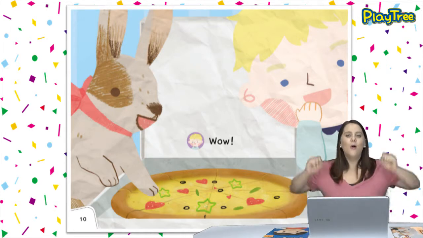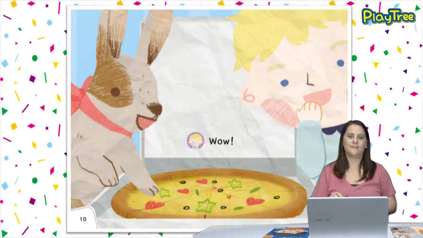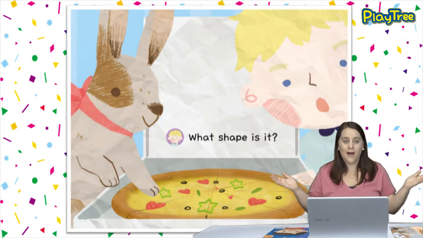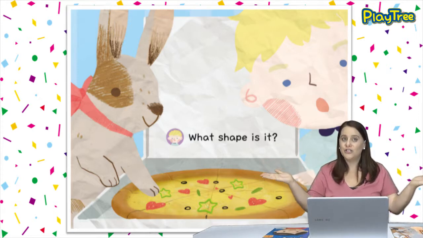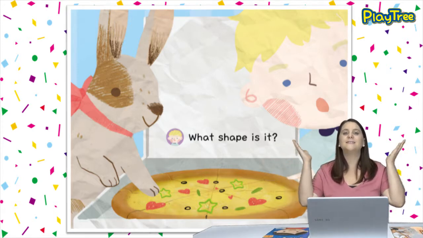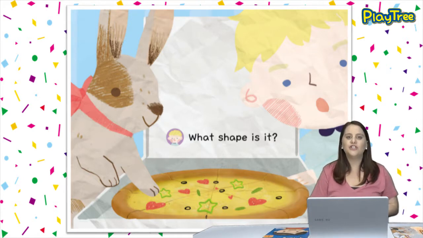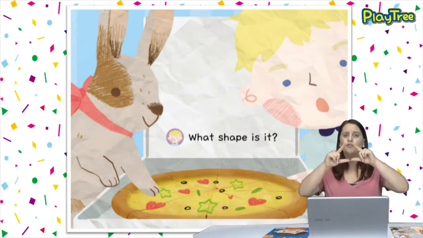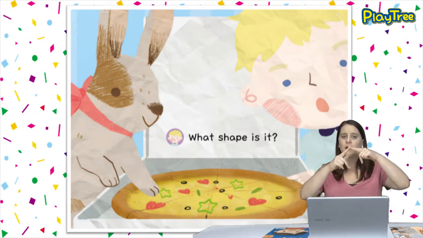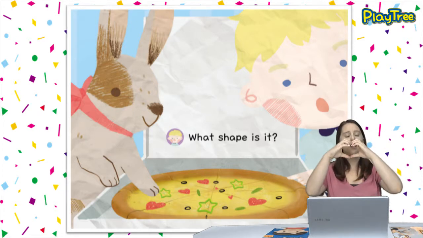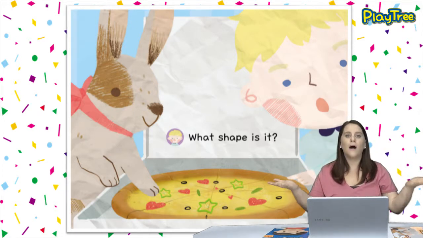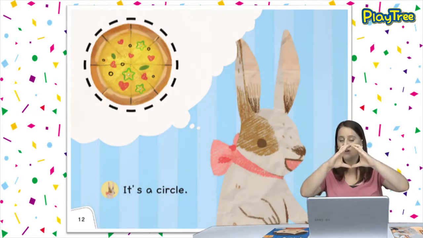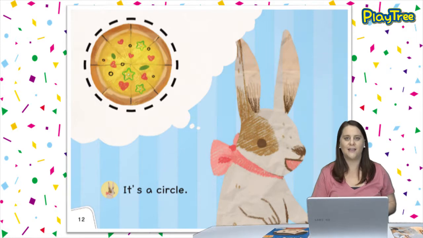Wow! Can you say wow? Wow. Let's say this together. Ready? What shape is it? What shape is it? It's a triangle, no. A square, no. A heart, no. What shape is it? It's a circle. Very good.